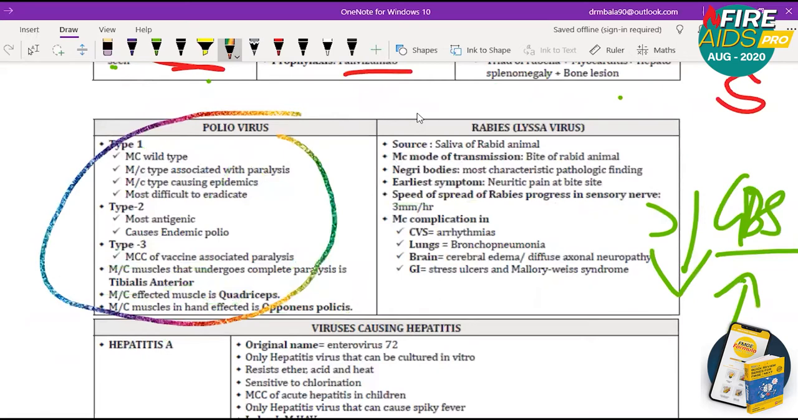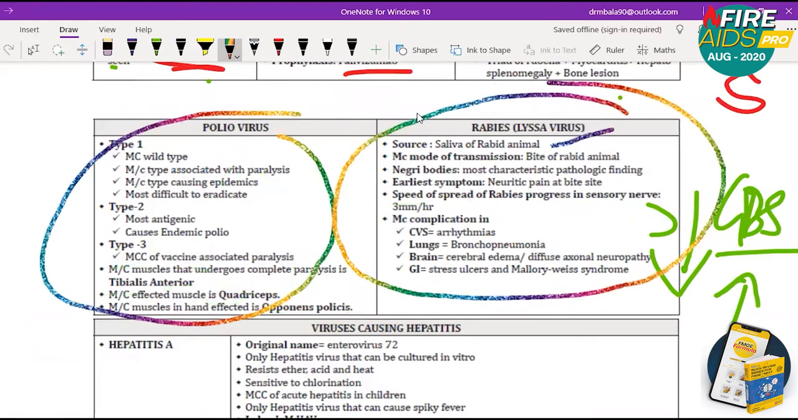Rabies means Lyssavirus. The source is saliva of the rabid animal. It can spread by a bite, or when there is damaged skin, even by a lick. When the bite is near the neck, it is going to spread very fast. Pathologically, you see the Negri bodies that we saw already. The speed of progression of rabies in the sensory nerve is 3 millimeters per hour.